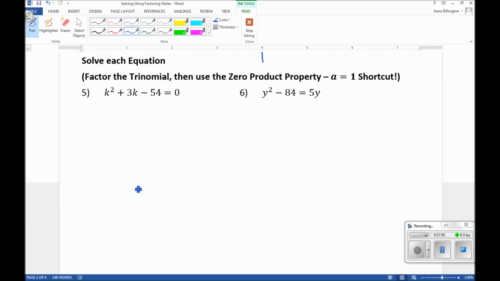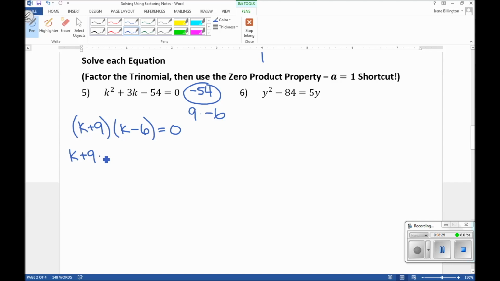So this first example is very straightforward. Notice the equation already equals 0. So our magic number is negative 54. And I need two numbers that multiply to equal negative 54 and add to equal positive 3. So my two factors are 9 and negative 6, which means the factors of my polynomial are k plus 9 and k minus 6, and that equals 0. Set each individual factor equal to 0. And solve.